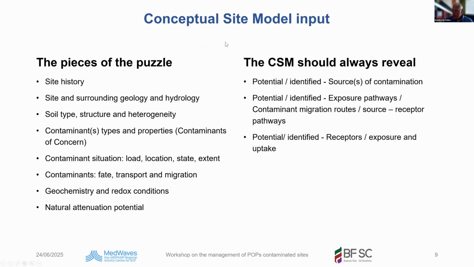What is needed to construct a conceptual site model? What are the pieces of the puzzle? Site history, site surrounding geology and hydrology, the soil type, structure and heterogeneity, contaminant type and properties, contaminant situation, load, location, state and extent, contaminant fate and transport and migration, geochemistry and weather conditions, and natural attenuation potential. And this, of course, is a summary of what I explained earlier, fate and transport processes in the soil.